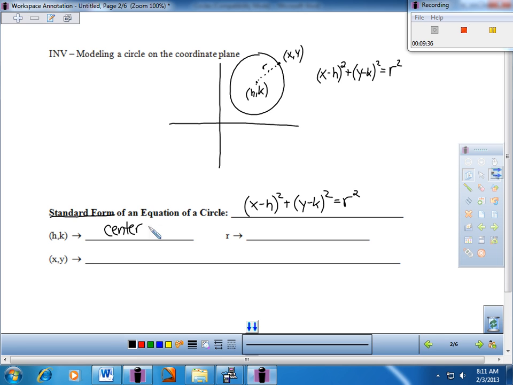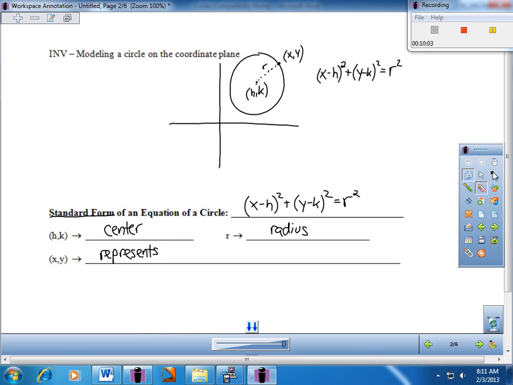That's perfect. So h represents the x-coordinate of the center. k represents the y-coordinate of the center. r, of course, so remember this is r squared, but r represents the radius. Perfect. And x and y really represents all of the points, the infinite number of points on the circle.